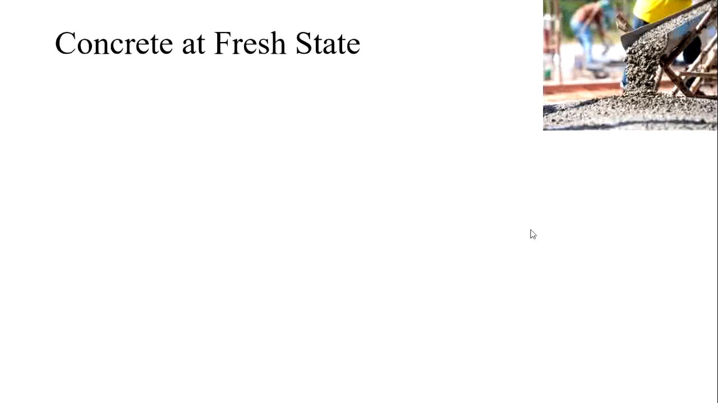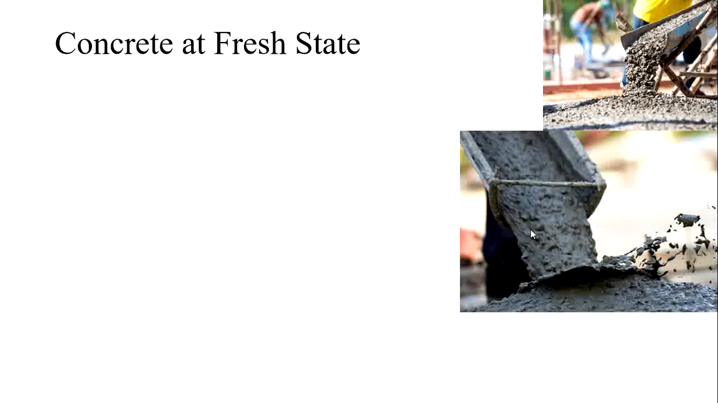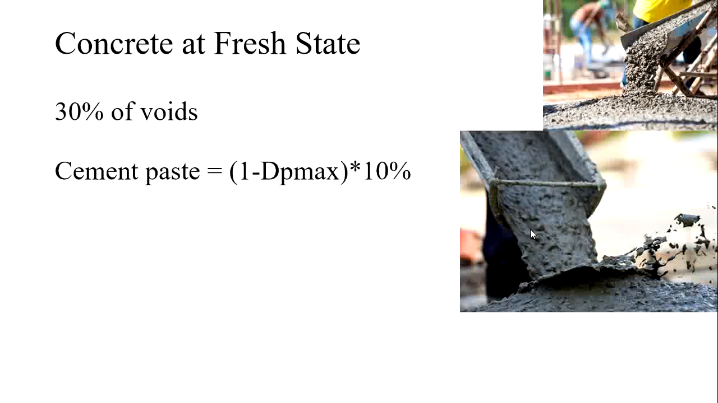Next, what we are going to see is the concrete at the fresh state. Initially, when the concrete is done, it has flowability, that is, it will be able to flow. It is nearly in the liquid state or in a semi-plastic state. We will be able to place it into any shape. In that particular state, the concrete has a maximum of 30% of voids present in it.